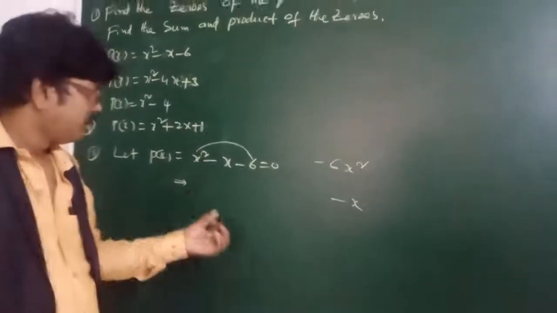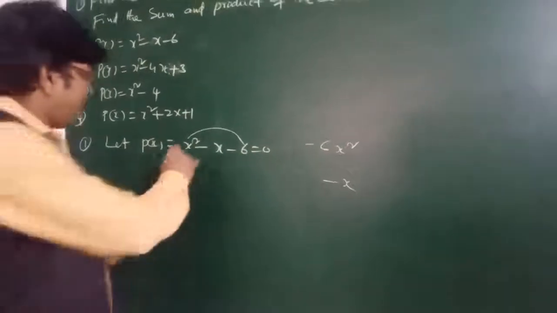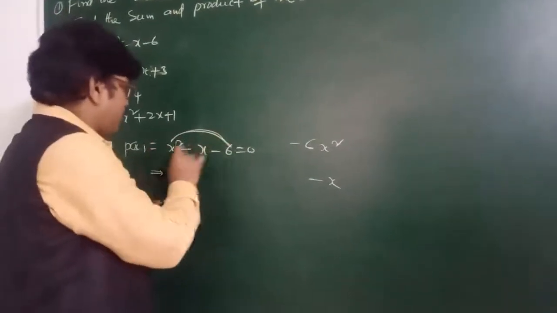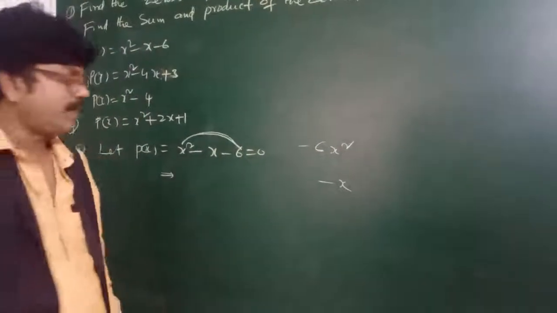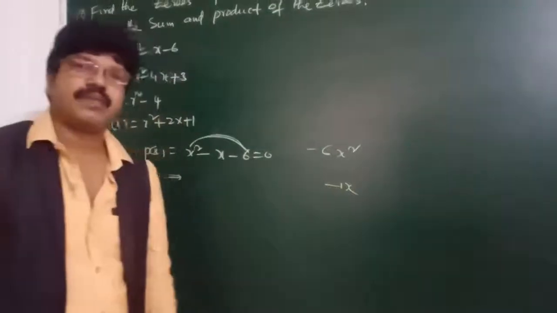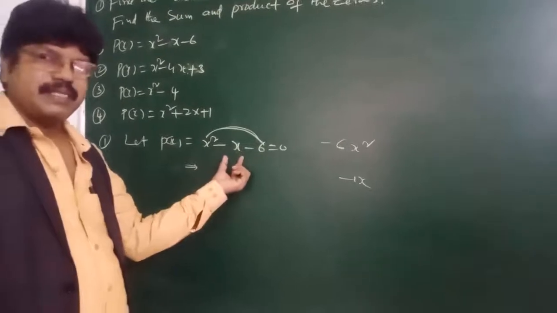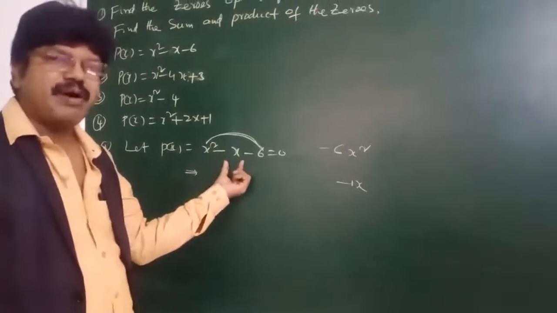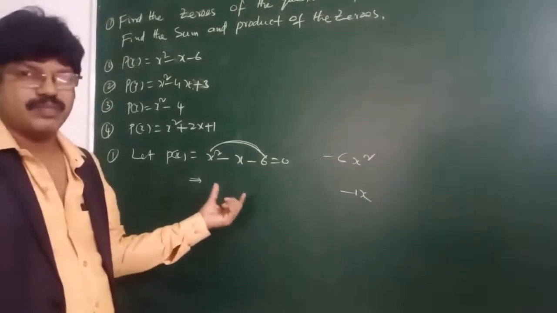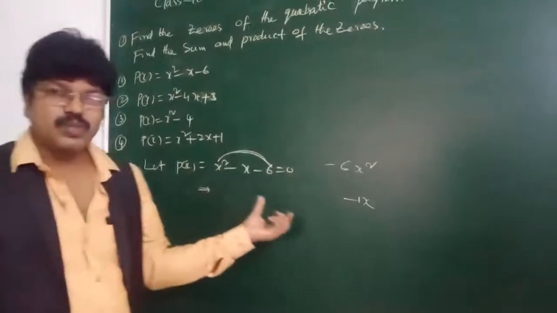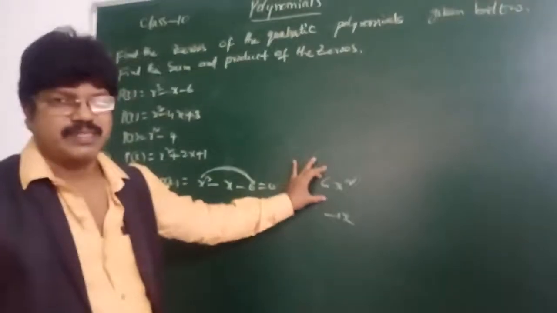Listen carefully. Look at x square minus x minus 6. Multiply these two, plus into minus, minus 6x square. In the middle, minus x, that means minus 1x. So we write minus x as the sum of two terms. Those two terms, when multiplied, should give the product of this.